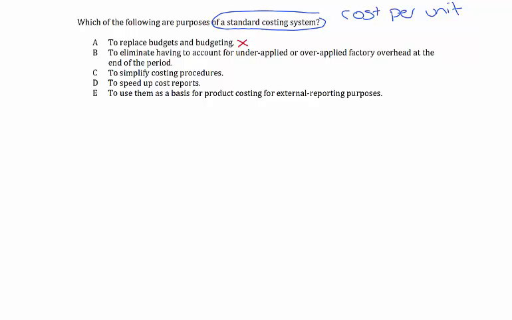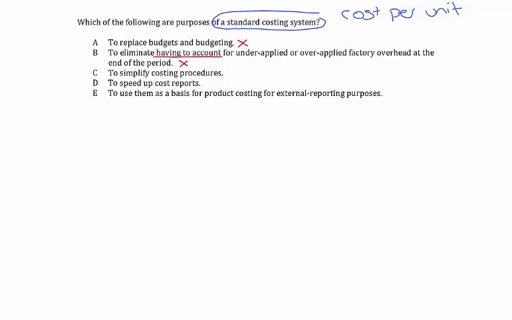Secondly, B, to eliminate having to account for underapplied or overapplied factory overhead at the end of the period. And whether you've underapplied or overapplied, it doesn't really get replaced by the standard costing system. You would still have to account for why this has happened. So that is also not true.